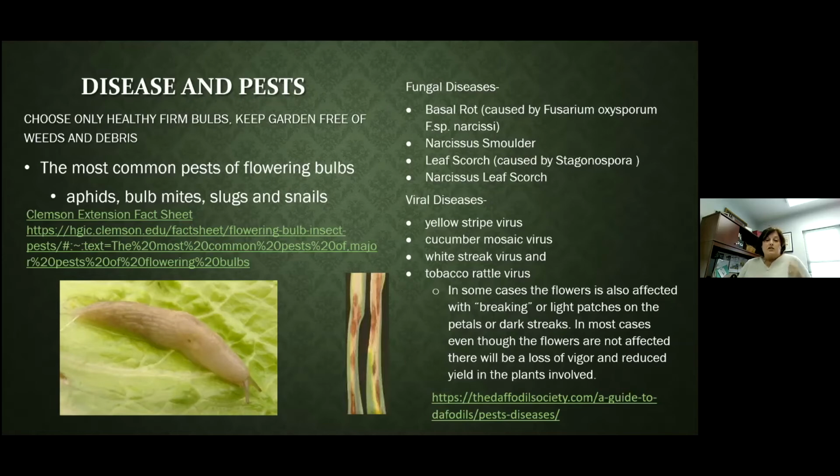So, and then I've mentioned down there below that sometimes the flowers are also affected by breaking or light patches in the petals or dark streaks. That's sort of like that tulip mania thing we have going on there. And at the bottom of all of that information, you can see the Daffodil Society. They have some really good information on fungal and viral diseases and what to do.